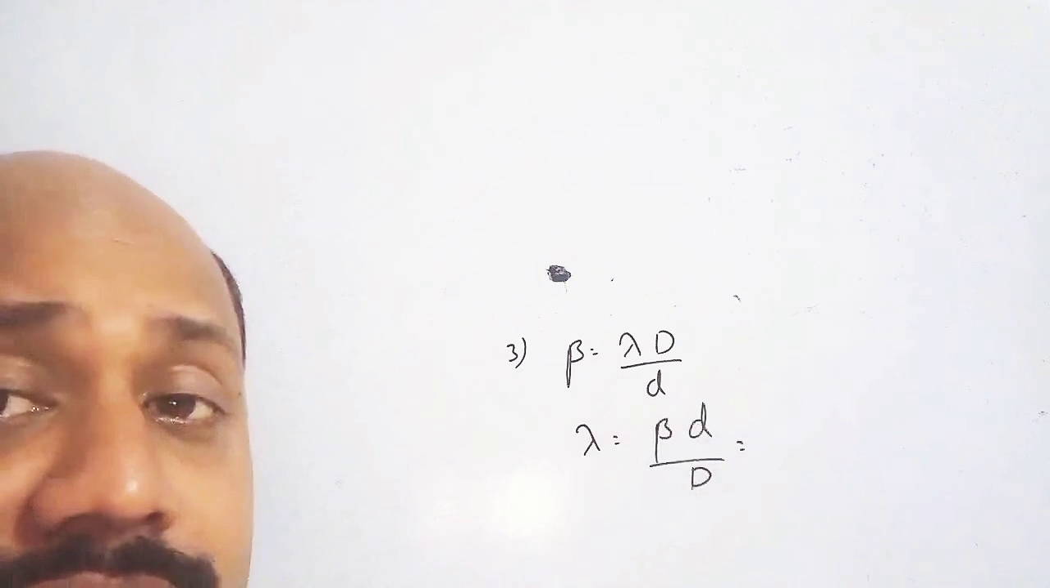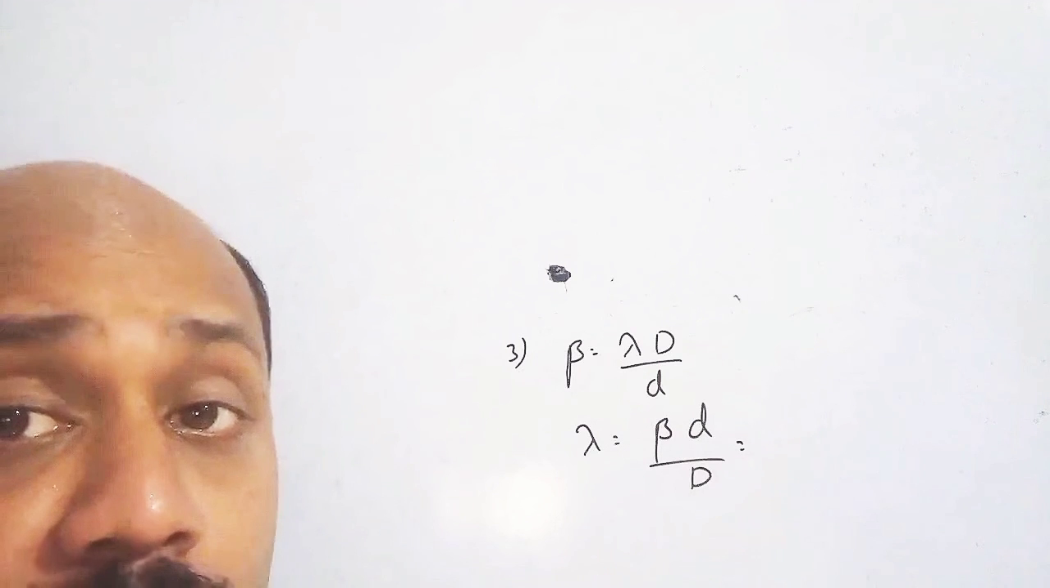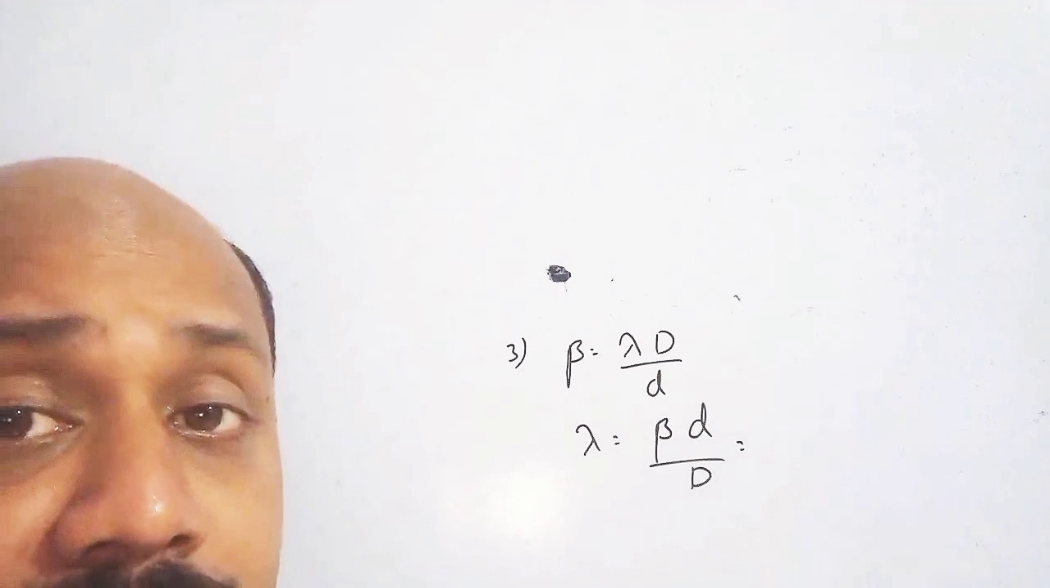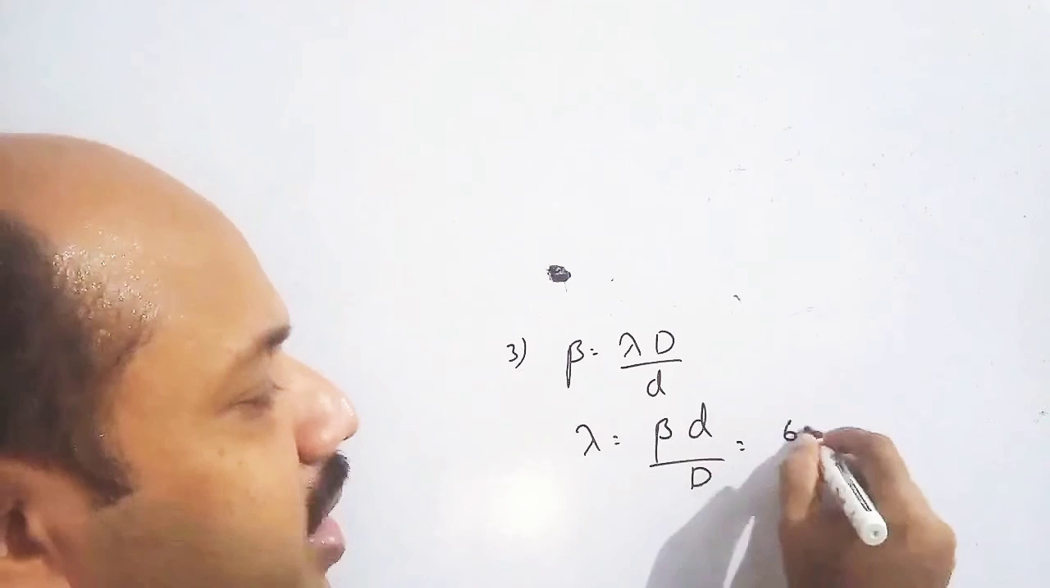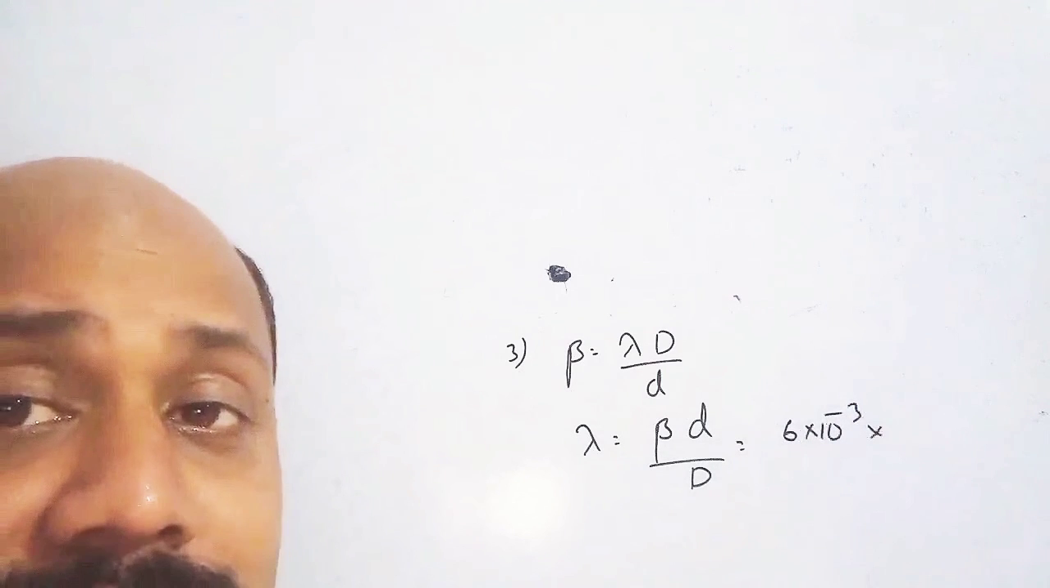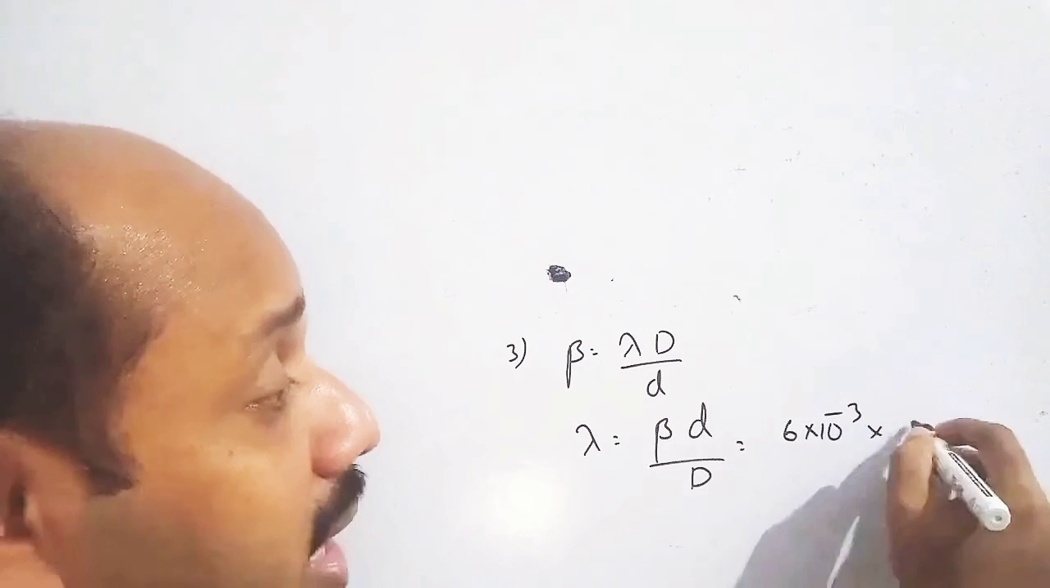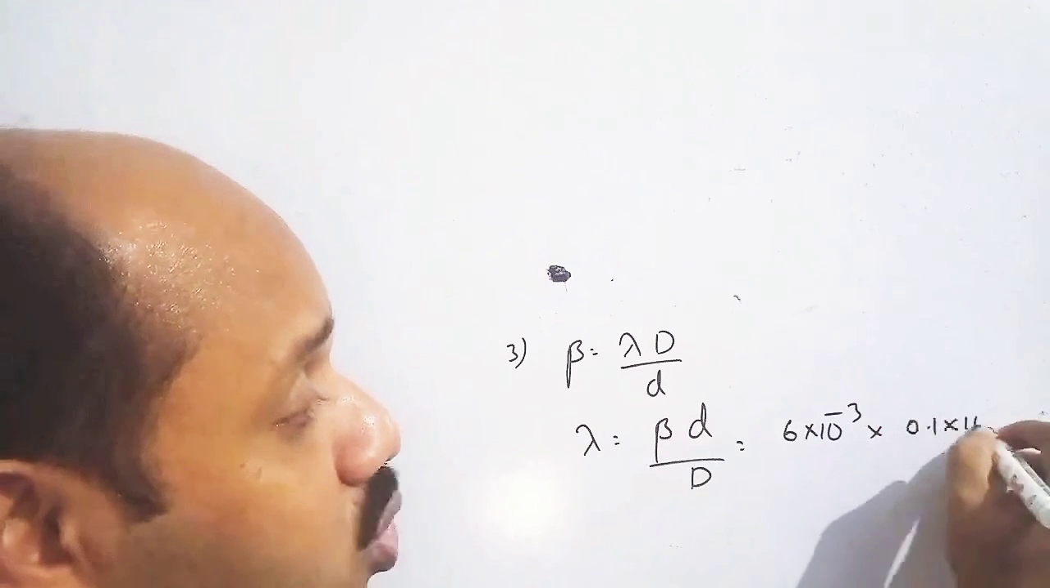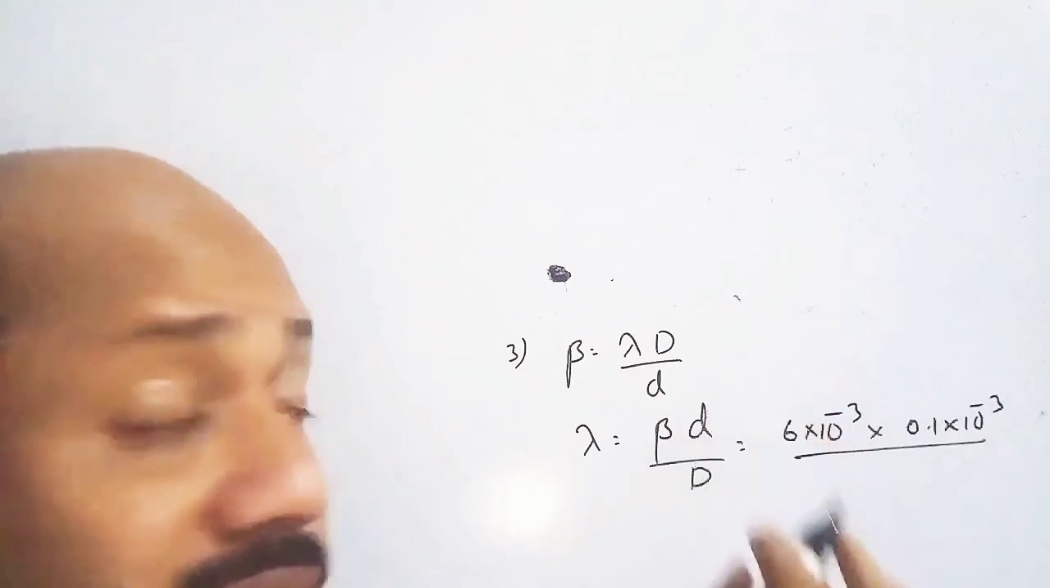Now the screen distance is 1.2 meter. The fringe width is 6 millimeter, that is 6 into 10 raised to minus 3. Small d, the distance between the two coherent sources, is 0.1 millimeter, that is 0.1 into 10 raised to minus 3. This small d is the distance between the sources.